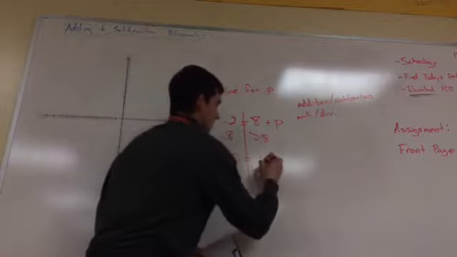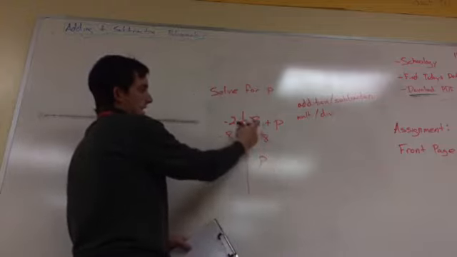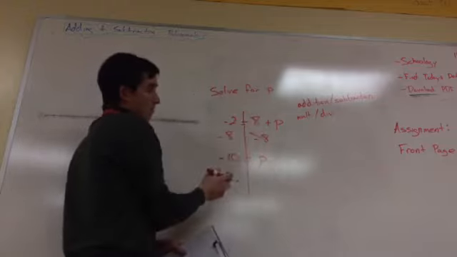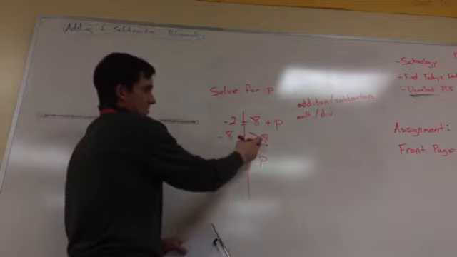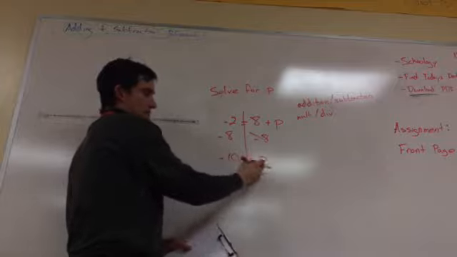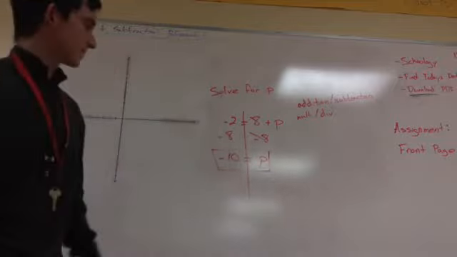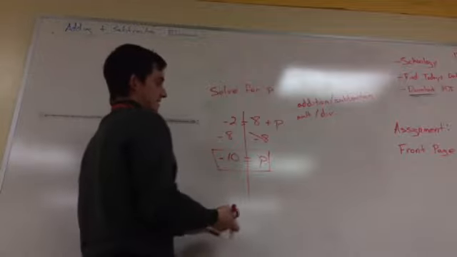Okay? So notice I isolated a variable by using opposite operations. I had a +8, so I did a -8 on both sides, so I end up with -10 equals p. And I've solved my equation for p. Okay? So that's one example.